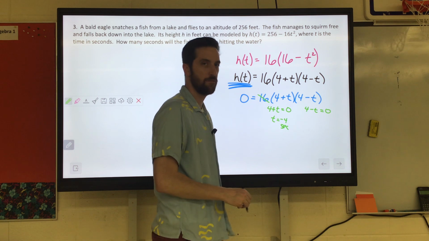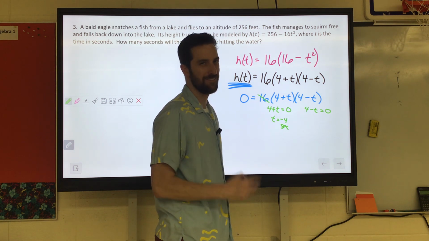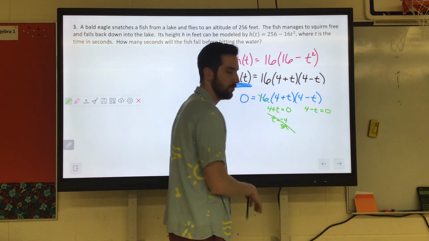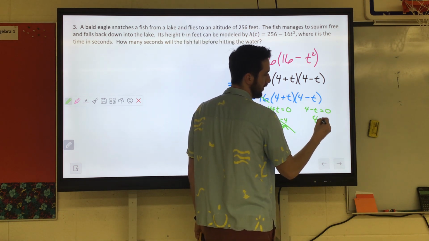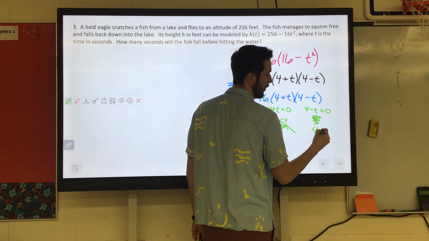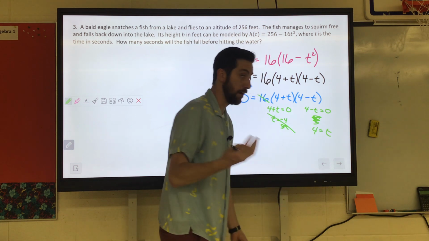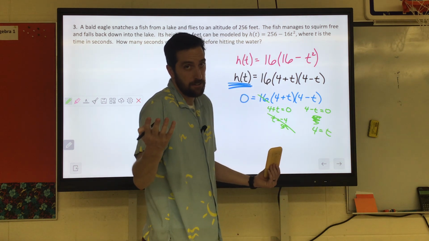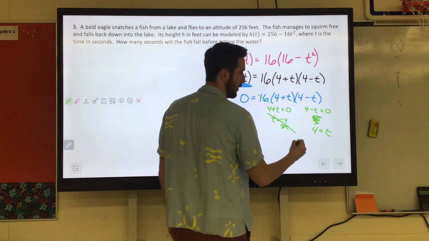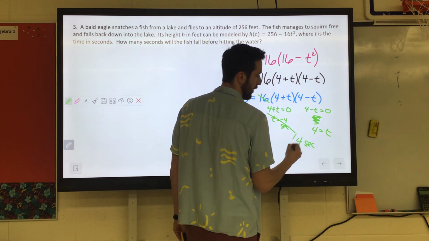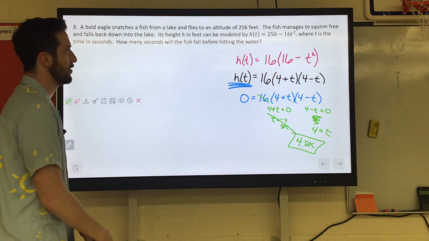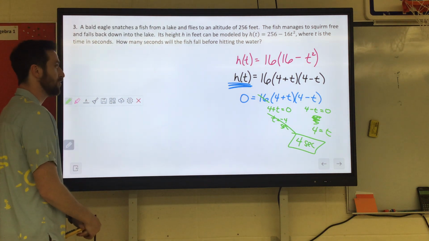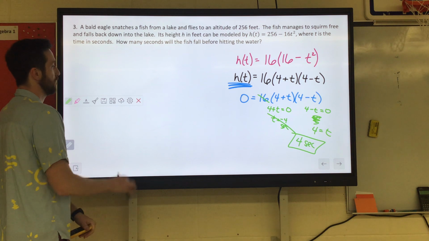Now, is it going to be negative 4 seconds before that fish hits the ground? No. That's an unrealistic solution. It's out. Here, you could add the t to the other side, and you'd get 4 equals t. Positive 4 seconds? Is that a realistic number? Sure. So, 4 seconds until that fish falls. Good job, fish. He survives another day. He does have some talon holes in his back, though. Poor guy.